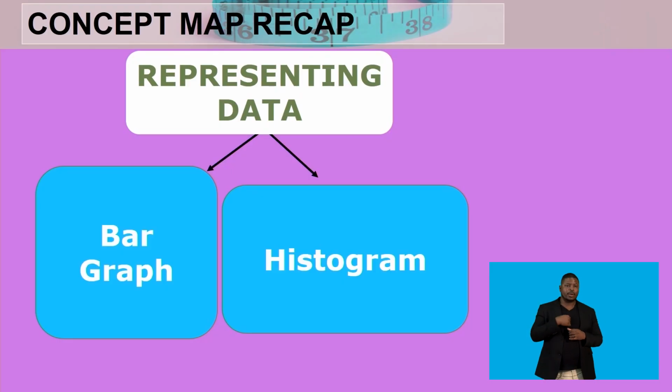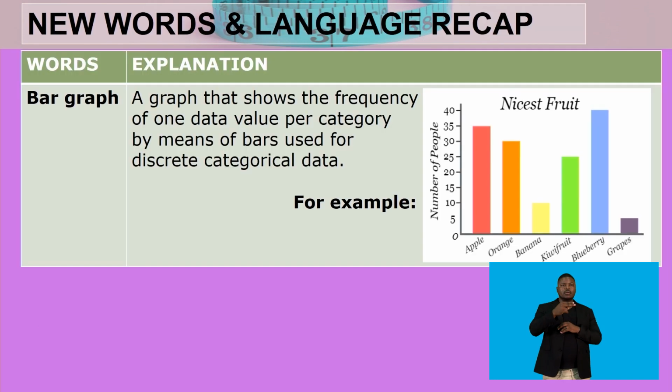Let's wrap up our practice and application section. So we were looking at representing data, specifically the bar graph and also the histogram. Then we defined the bar graph as a graph that shows the frequency of one data value per category by means of bars used for discrete categorical data. We are given the fruits there, and the number of people that enjoy that fruit.